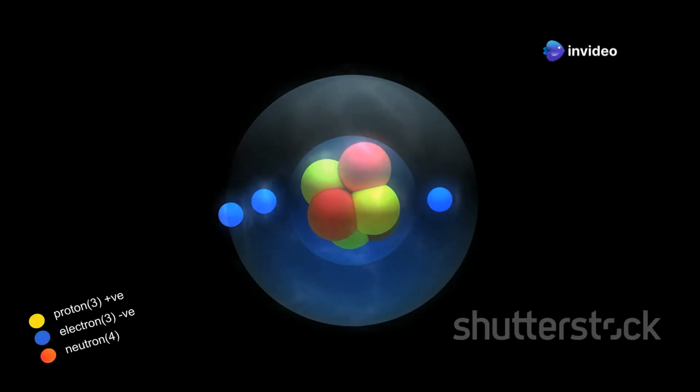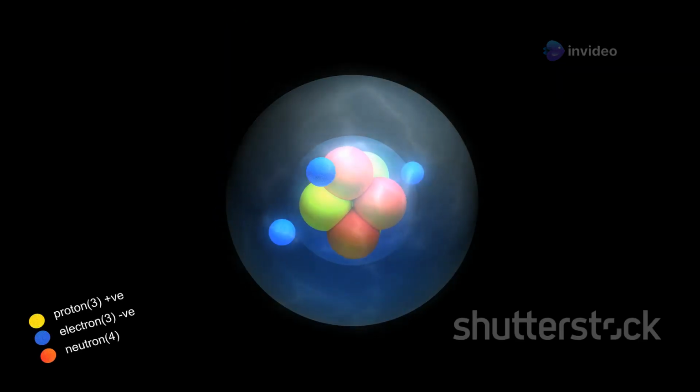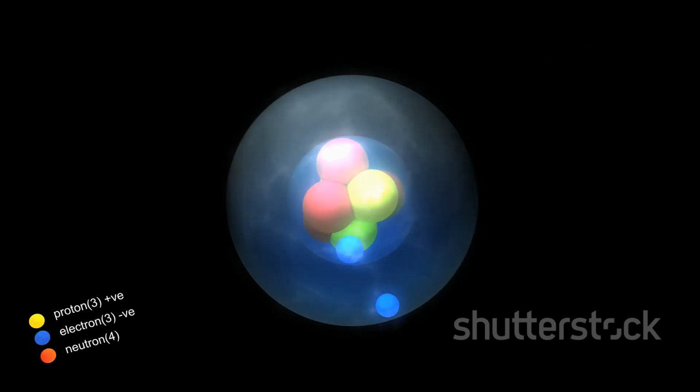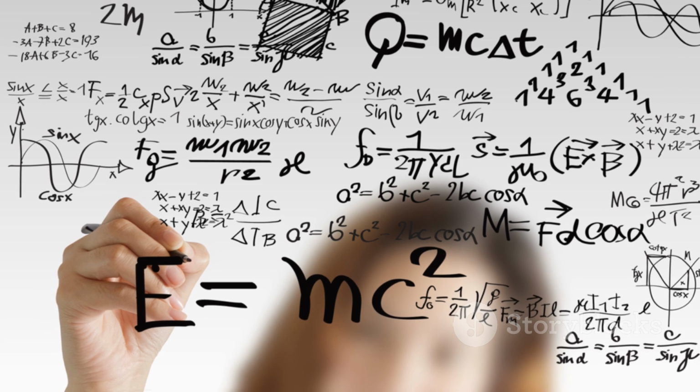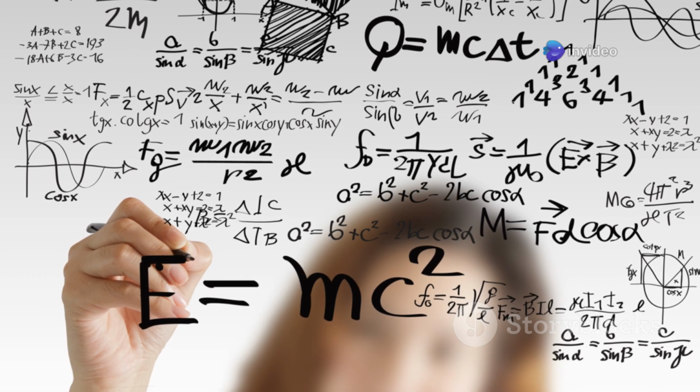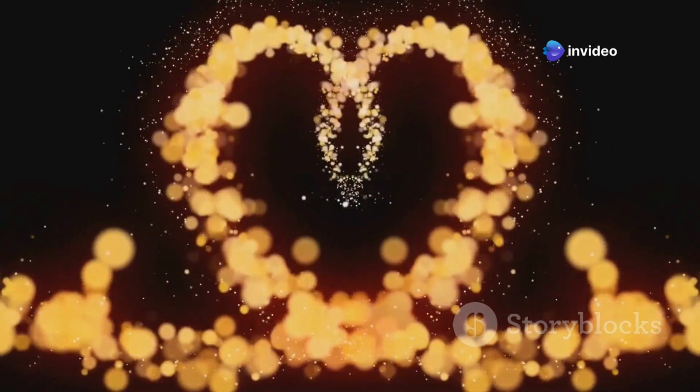Section 8. The Heart of Matter: Nuclear Physics. Nuclear physics explores the atom's nucleus, which consists of protons and neutrons bound together by the strong nuclear force. This force is the strongest force in the universe, overcoming the electrostatic repulsion between the positively charged protons. One of the most important concepts in nuclear physics is mass-energy equivalence. This principle, expressed by Einstein's famous equation E equals mc squared, states that mass and energy are interchangeable.